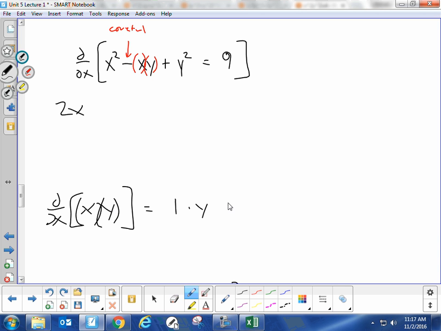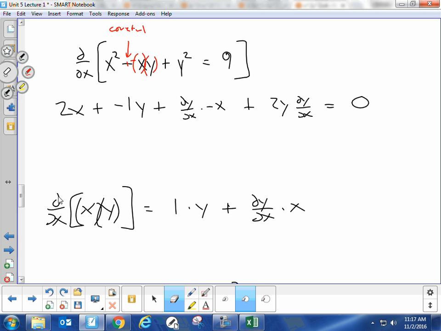The derivative of y is dy dx. We're adding these two things together. This is the derivative of xy: 1 times y plus dy dx times x. Now, I like to bake in the negative, so I'll have the derivative of negative x, which is negative 1, times y, plus the derivative of y, which is dy dx, times negative x. That's me baking in the negative with the x. Now, plus the derivative of y squared, which is 2y dy dx, and the derivative of 9 is 0. Right? If we have this, we're good.